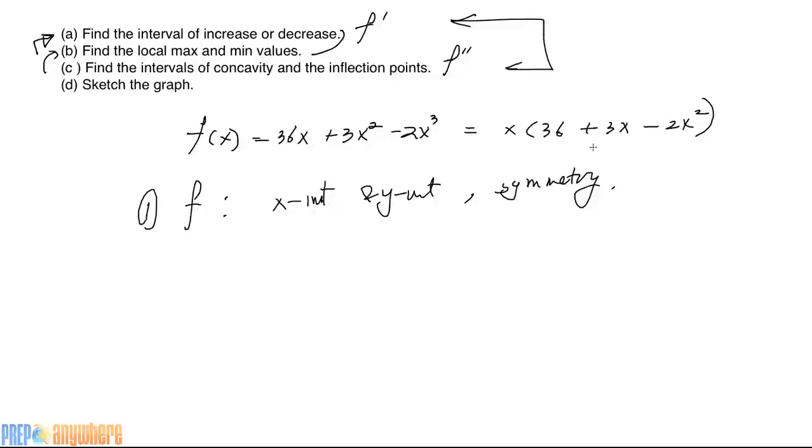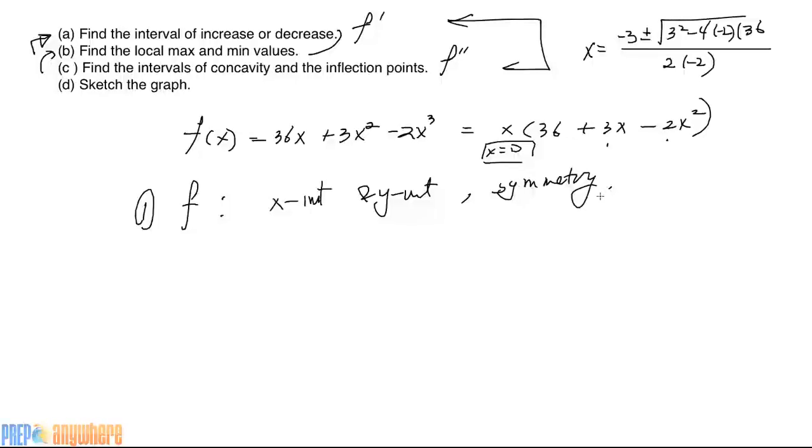By x-intercept, you can see that x equals 0 is one x-intercept. Is this factorable? You can also get 2 more x-intercepts. Let's just use the quadratic formula: minus 3 plus or minus the square root of 3 squared minus 4, where A is minus 2 and C is 36, all over 2 times negative 2, which is 2A. So this is A, this is B, this is C.